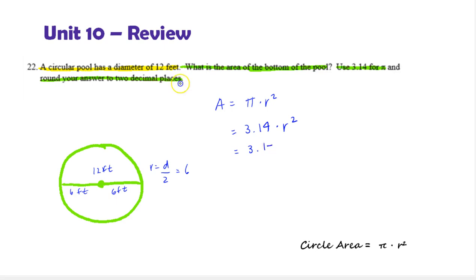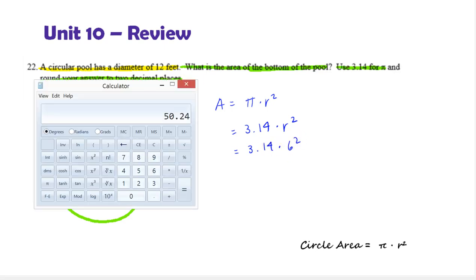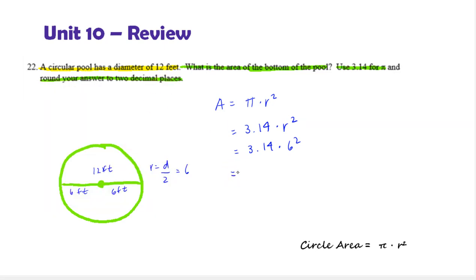So 3.14 times 6 squared equals 113.04, and that's feet, and it's square feet because it's the area of the bottom of the pool. Let's look at the next one.